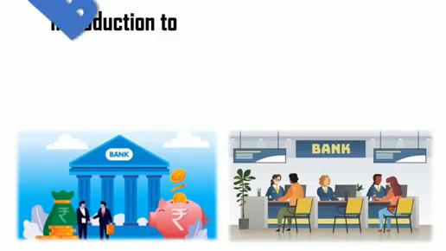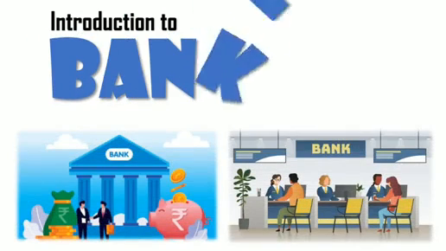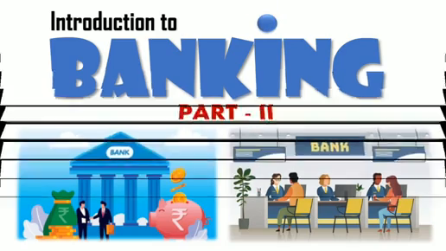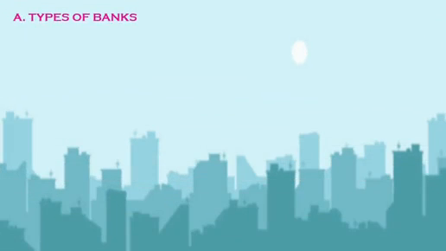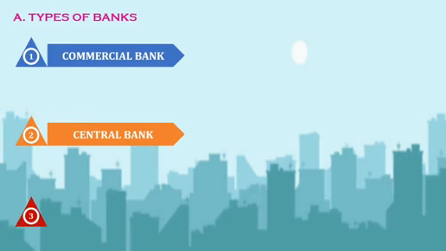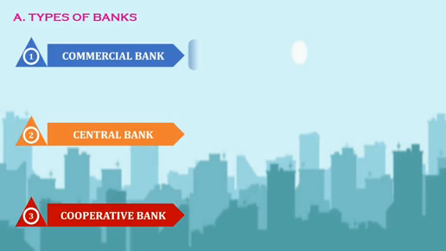In the last class, we learned about the topic Introduction to Banking. Today we are going to learn part 2 of the same lesson. Here we are going to learn about the types of banks. Firstly, the commercial bank. Second, the central bank. And third, the cooperative bank.